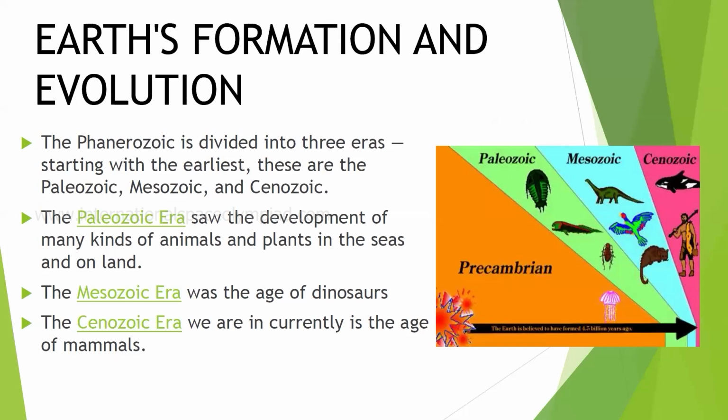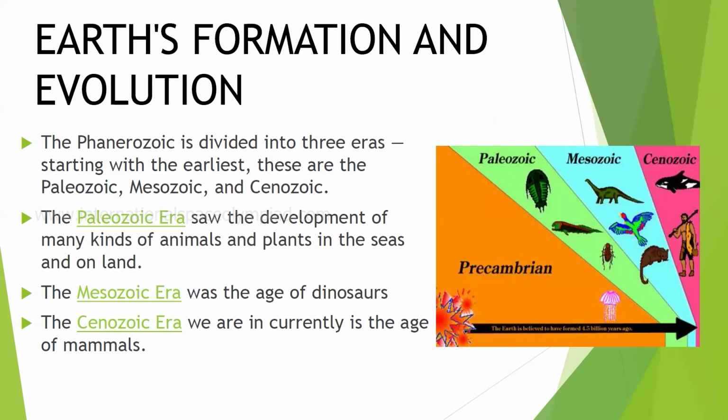Phanerozoic again is divided into three eras, starting with the earliest. These are the Paleozoic, Mesozoic, and Cenozoic era. So life became abundant in the eon Phanerozoic. It's an important question, and it's been divided into three eras.